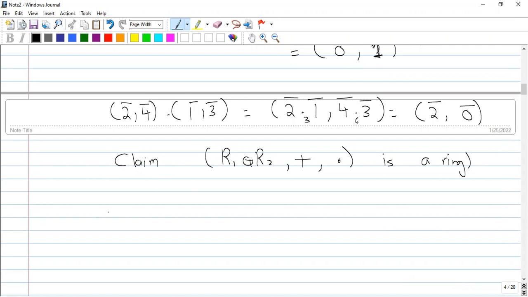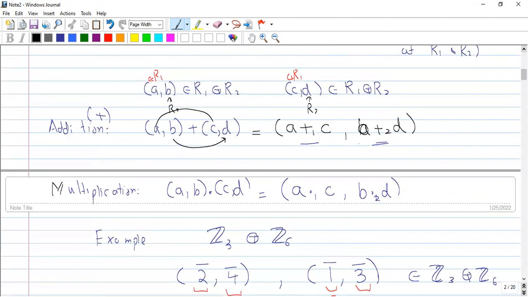Now one can see that (0,0) is the additive identity. Let me tell you some things. (0,0) is the additive identity, and since (0,0) is the additive identity, just try to see this thing, that both operations depend on the operations on R1. This addition is addition in R1.